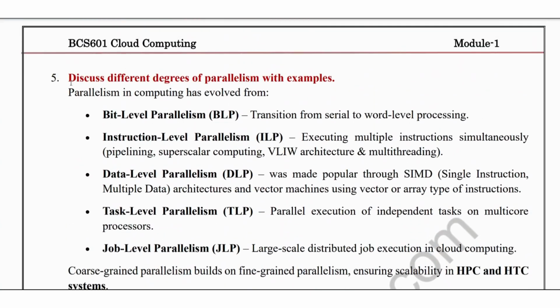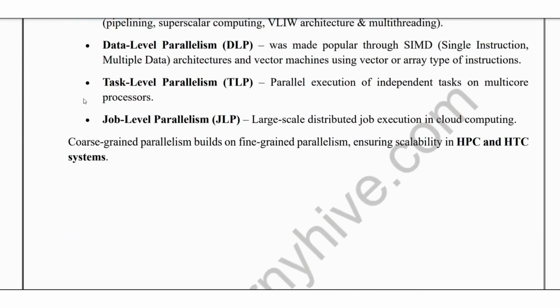Question number 5, discuss different degrees of parallelism with examples. So these are the different degrees. There are around 5 different degrees, which are bit level parallelism, instruction level parallelism, data level parallelism, task level parallelism, and job level parallelism. You can give small definitions for each.